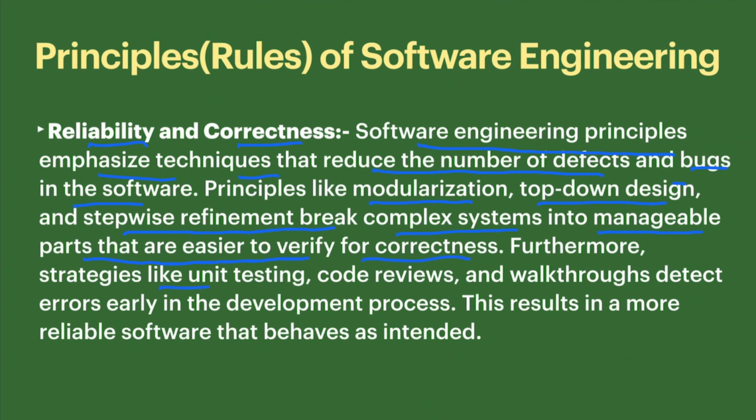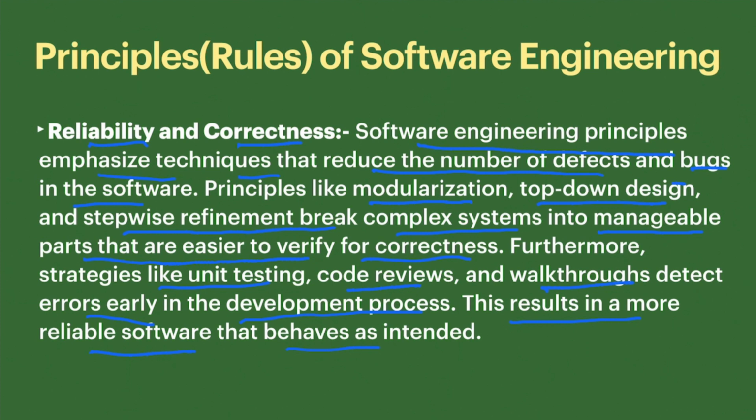So strategies like unit testing, code review, and walkthrough detect errors early in the software process. This results in more reliable software that behaves as intended. So here the meaning is that software should be reliable and correct. If the software is defective, it will not work correctly. So this principle of software engineering ensures that software should be reliable and correct.